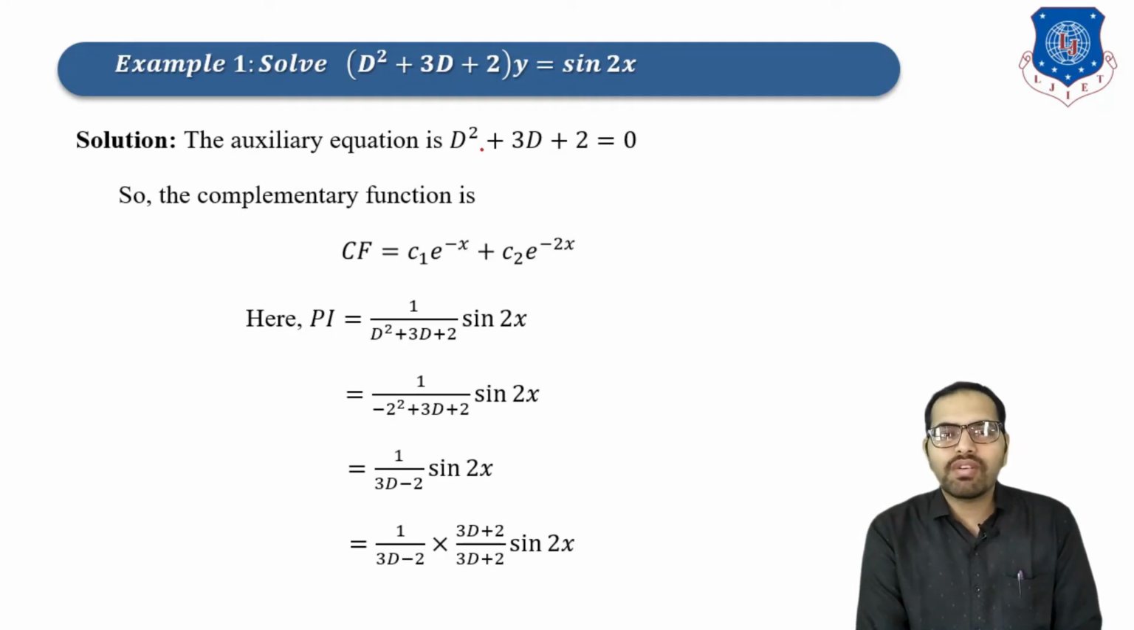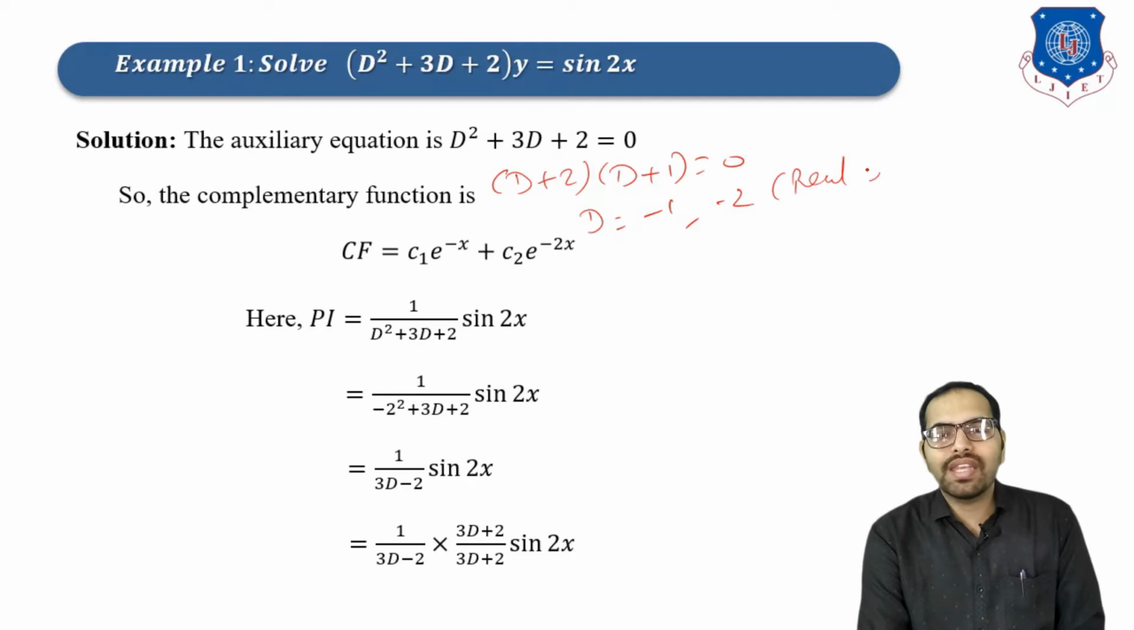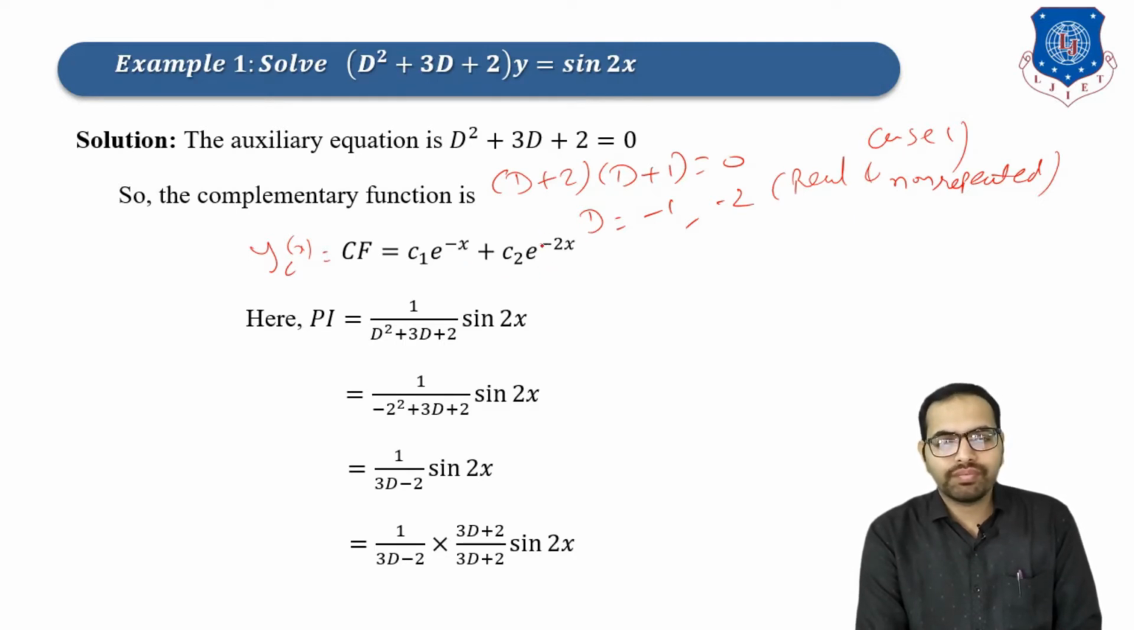See, the auxiliary equation is D square plus 3D plus 2 equal to 0. Now factorize: (D plus 2)(D plus 1) equal to 0, so the values of D are minus 1 and minus 2, which are real and distinct. So we use case 1 for yc. The complementary function is yc equal to c1 e raised to m1x, that is minus x, plus c2 e raised to m2x, that is minus 2x.